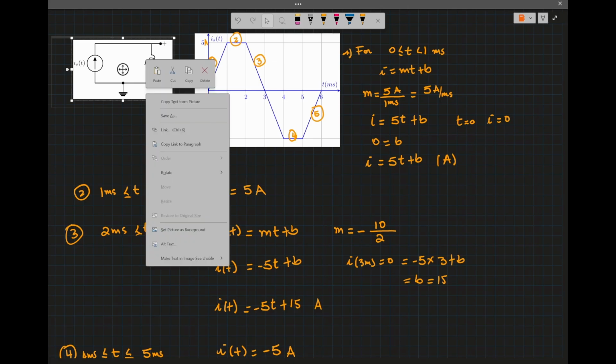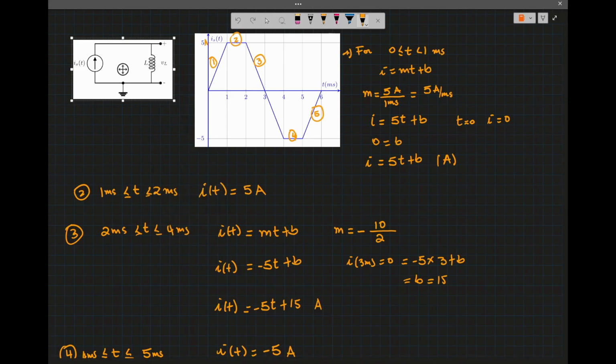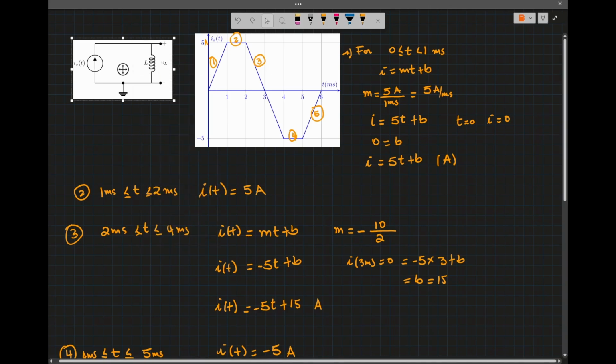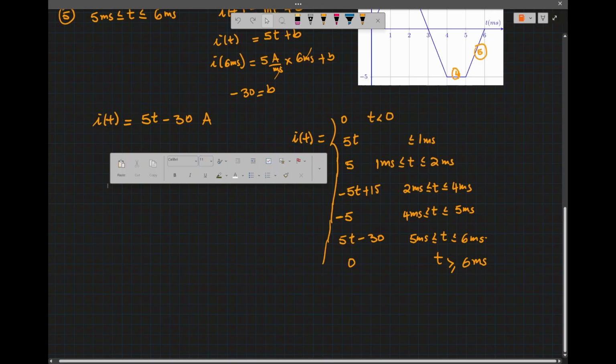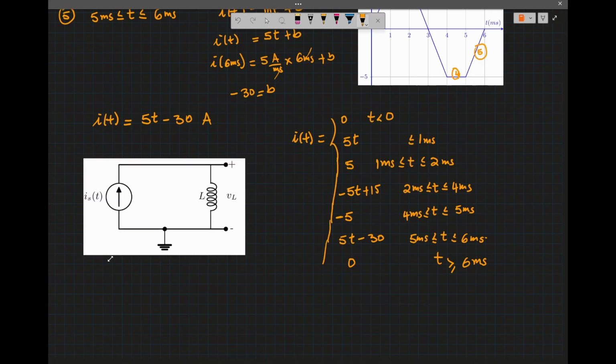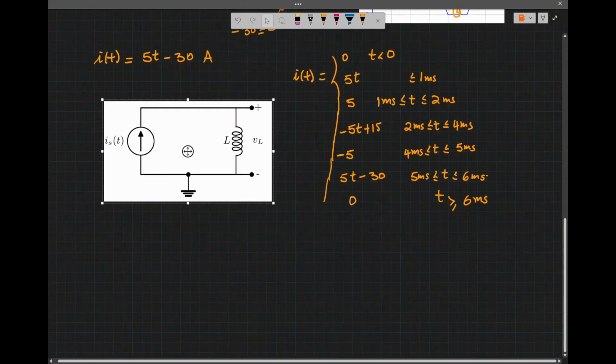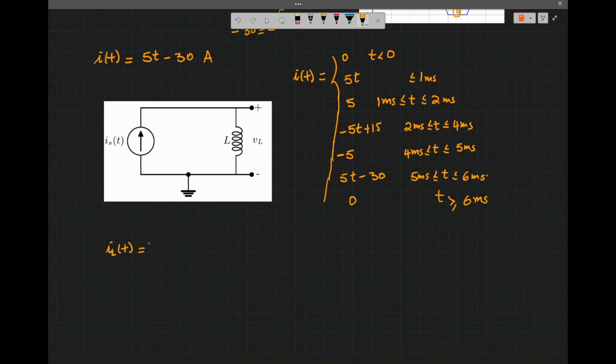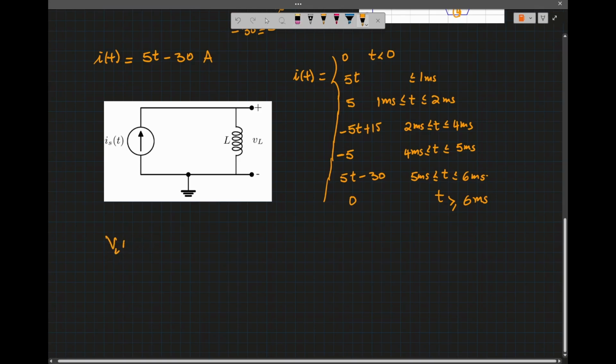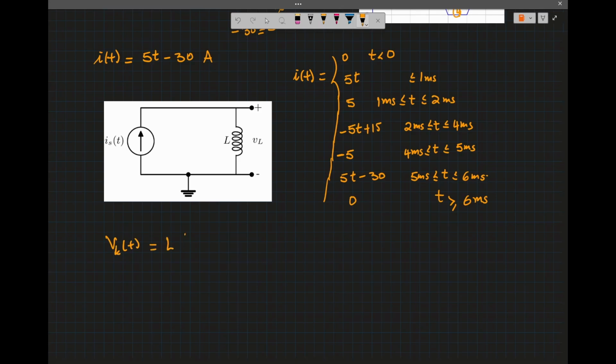Let's find the voltage across the inductor. Now we know the current through the inductor. To find the voltage, what do we do? We know that for an inductor, the voltage VL of t is equal to L di/dt, the derivative of the inductor current with respect to t, and let's say that L equals 2 millihenry.